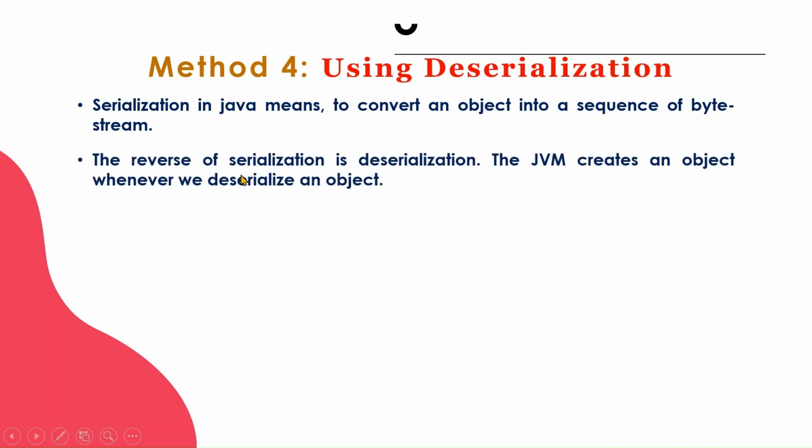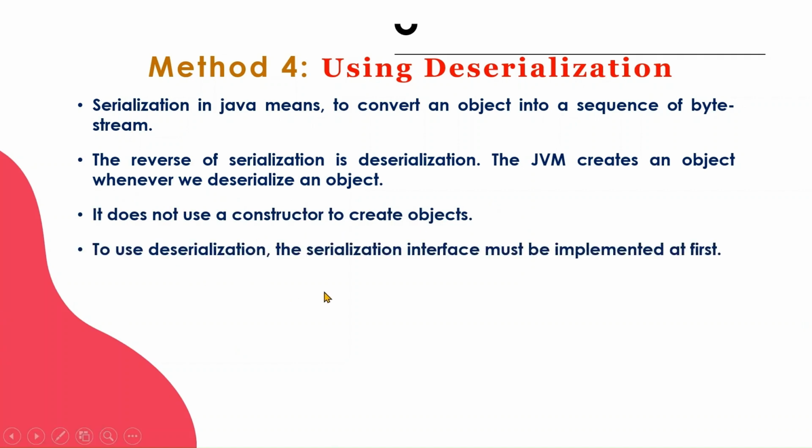Now the reverse process of serialization is called deserialization. Like in serialization, you are converting an object into byte streams. Deserialization means you take out the byte streams and reconvert them into an object. That is called deserialization. So the JVM, that is the Java Virtual Machine, creates an object whenever we deserialize an object. From the byte streams, you are going to reconstruct the object. That is called deserialization. It does not use a constructor to create objects.